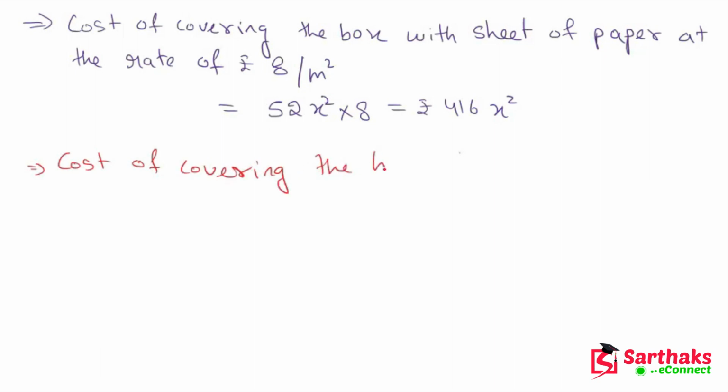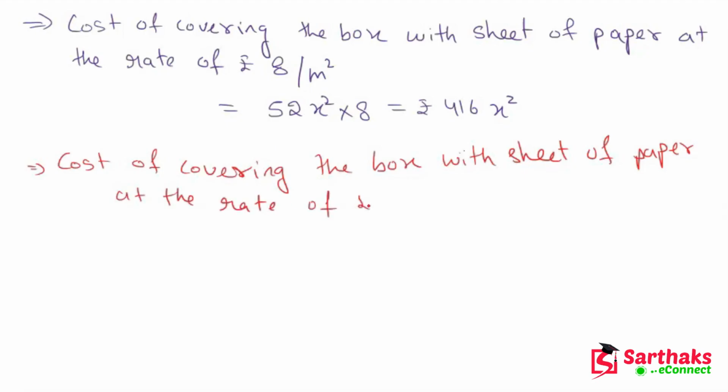Now the cost of covering the box with a sheet of paper at the rate of rupees 9.5 per meter square. Same, 52x square multiplied by 9.5 equals rupees 494x square.